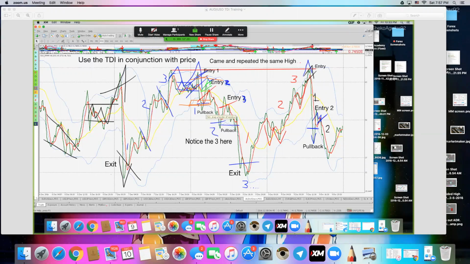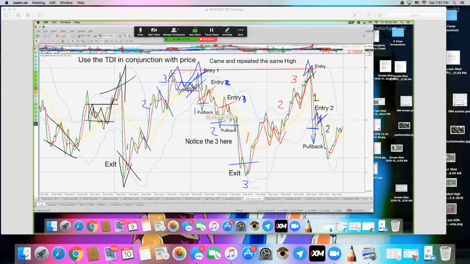This is how you learn the TDI. You notice that shark fin out, pullback is coming. It's coming. It's coming when it does that. Okay, it pulls back, you got a clean entry right there.